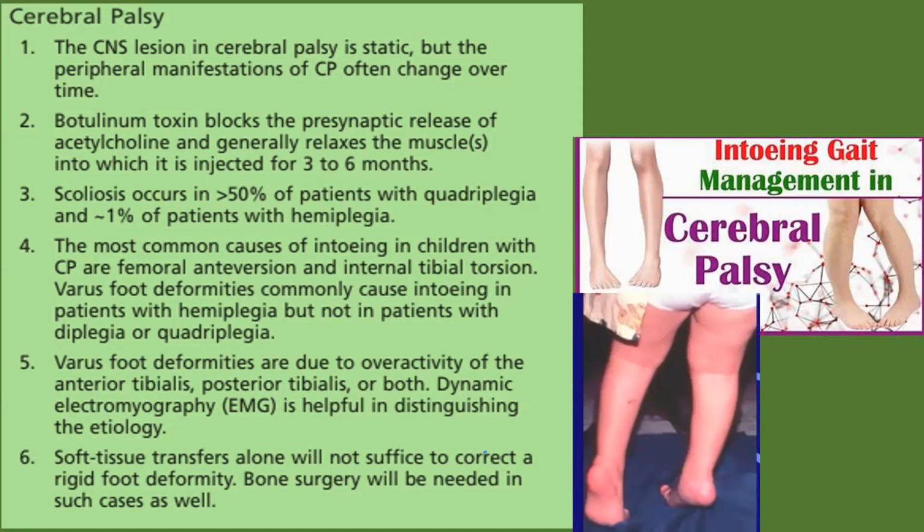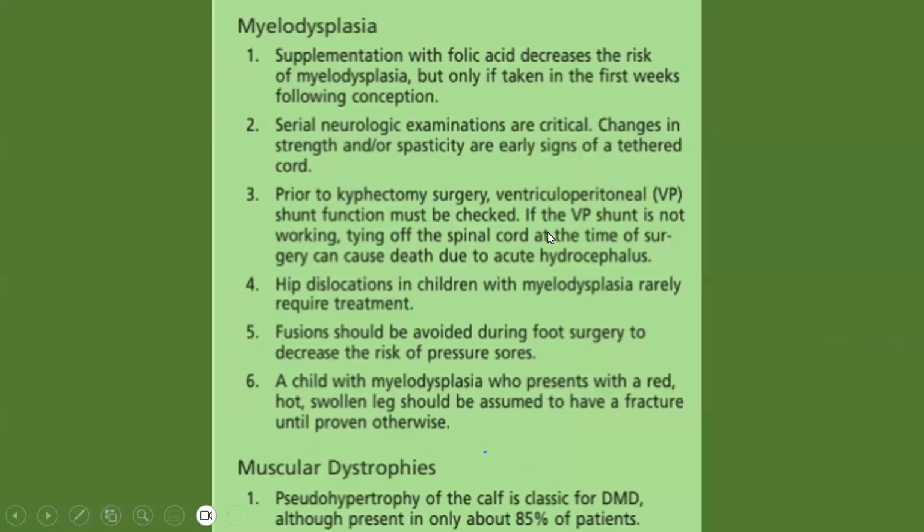So you can see I've repeated this repeatedly. Please don't forget that the central nervous system lesion is stable. When you go peripherally, they might change secondary to the spasm, the forces, and the deformities that are present in them. Okay, so this is enough for cerebral palsy. What about myelodysplasia?